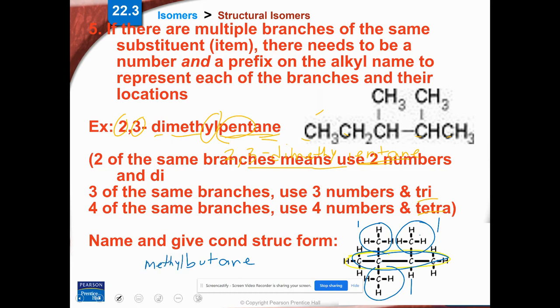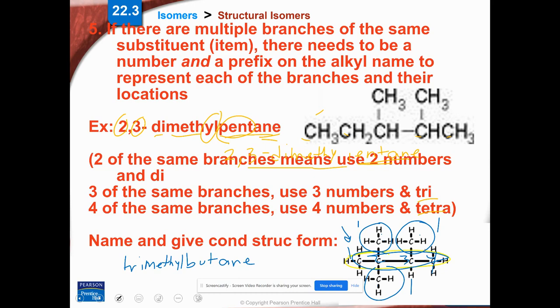I have 3 of those, so trimethyl. So now I have to give a location for each one of those. Since this is the closest end of the molecule, I'm going to start and call this carbon number 1, 2, 3, and 4. So now I have 2 of them on carbon number 2 and 1 of them is on carbon number 3.